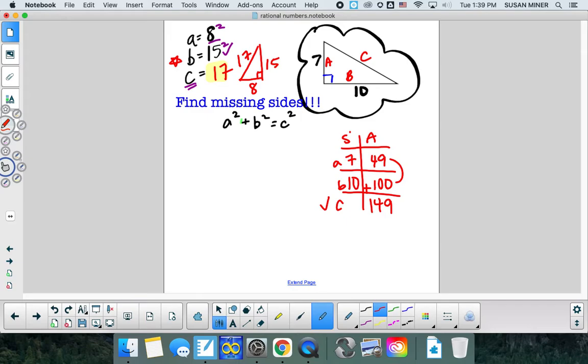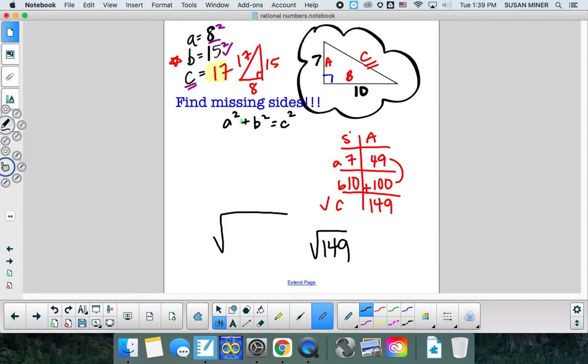But I don't want the square. I want to know what this side length is. I want plain C. So the last thing I can do is take the square root of 149, and that will give me a side length. So I'm going to try it in my calculator, 149, and it gives me an irrational number. So instead, I'm going to have to factor 149.